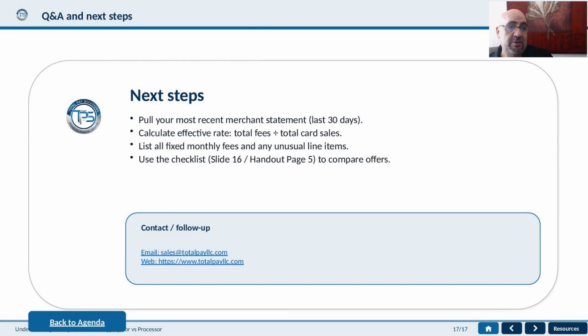Next steps: pull your most recent statement, the last 30 days, and calculate the effective rate, like I mentioned. List all fixed monthly fees and all unusual line items. Use the checklist, line 16, page 5, to see where you stand, to compare offers, and to see what offers are out there that you want to go look at.